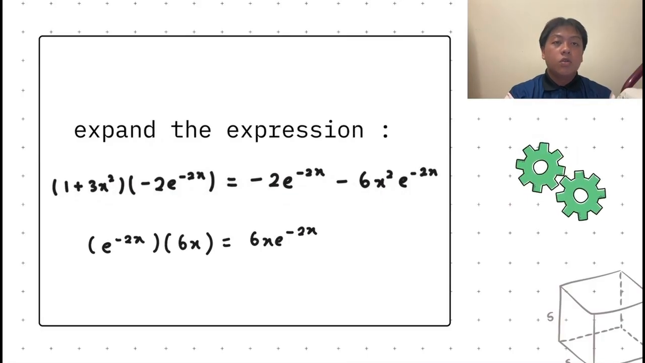And then you need to expand the expression. Make sure you expand carefully. The 1 plus 3x squared times negative 2e to the power of negative 2x will become negative 2e to the power of negative 2x minus 6x squared times e to the power of negative 2x. And e to the power of negative 2x times negative 6x will become negative 6x e to the power of negative 2x.